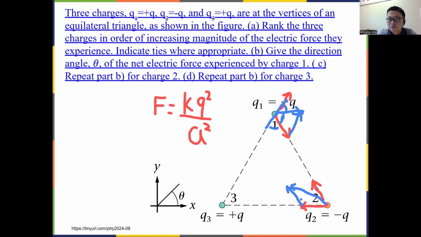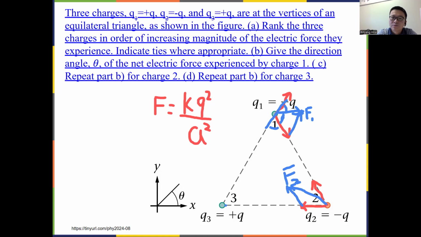So we can see the force on two so far is bigger than the force on one. Let's call this FR1 for the total, and then this is F2 for the total. And then we can analyze the force on the third one.